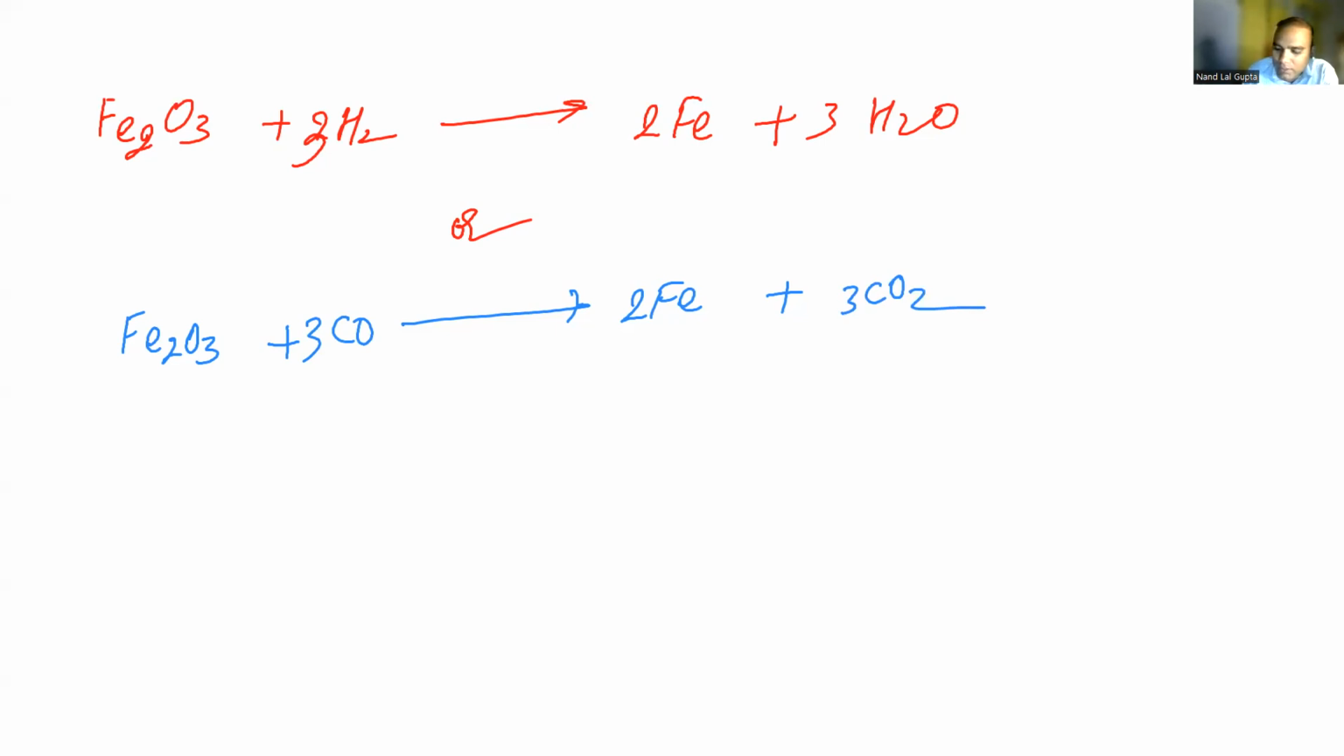Any you can do, because the reducing agent is in excess. They didn't give any information, so we have to take the given mass of the Fe2O3. Number of moles is given mass upon molar mass. Given mass is 1 kg, which means 1000 gram. Molar mass they are saying 160 gram per mole. So the gram will be cancelled out.